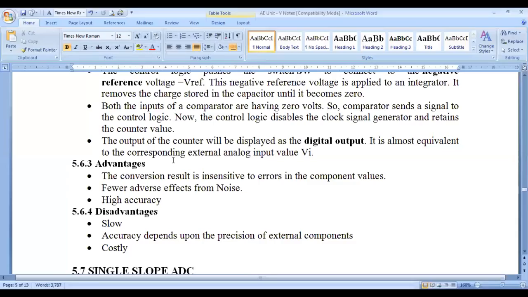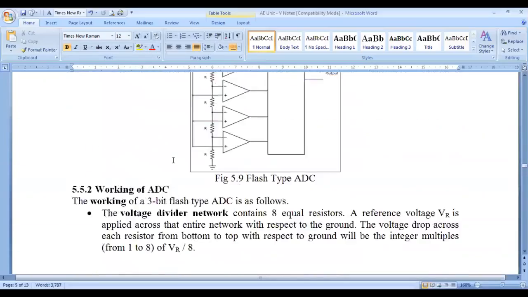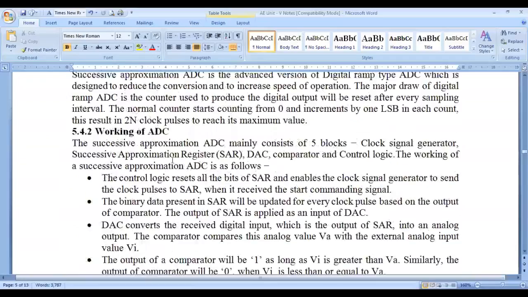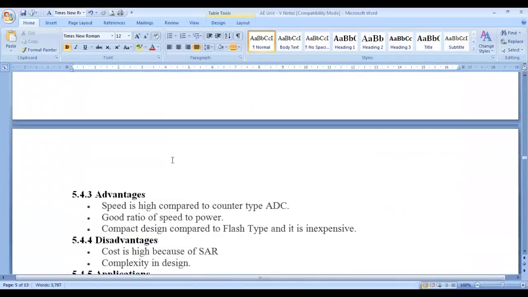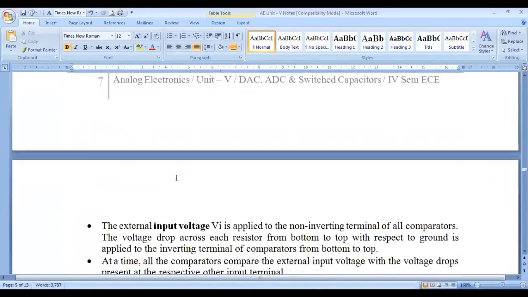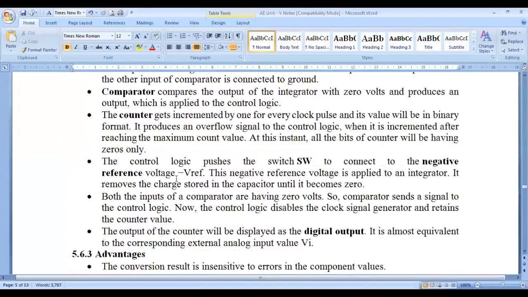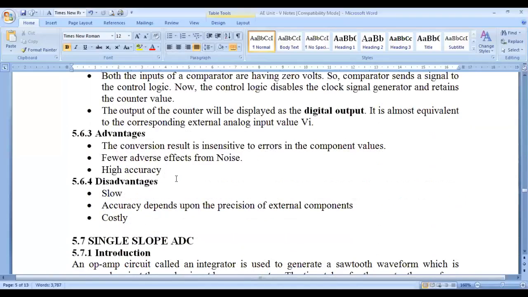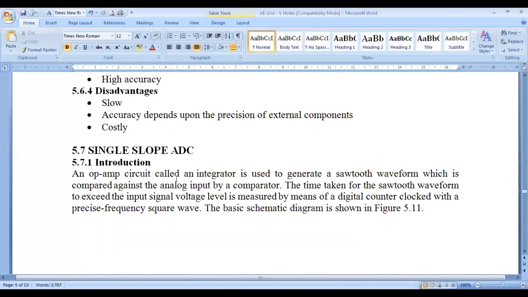So in this video lecture, we have seen 3 methods of ADC. The first method is called the successive approximation method. The second method is called flash type ADC. The third method is called double slope ADC. If you are able to understand the double slope method of ADC, it is very easy to understand the single slope ADC. Thank you.